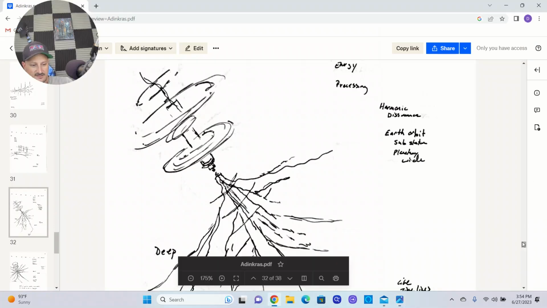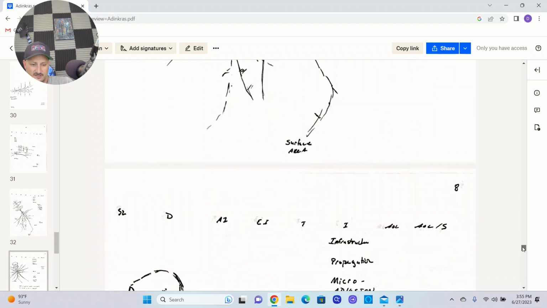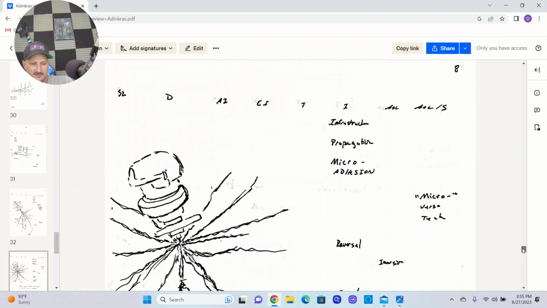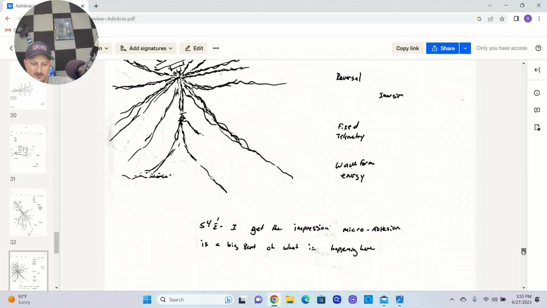So, yeah, so I get this radiant energy. Earth orbits a planetary wide signal like timelines. This feels archaic. Subsurface area, sense of infrastructure, propagation, microadhesion, AOL signal, microverse technology, a sense of a reversal, inversion, AOL, okay, fixed technology, waveform energy. I get the impression microadhesion is a big part of what is happening here.